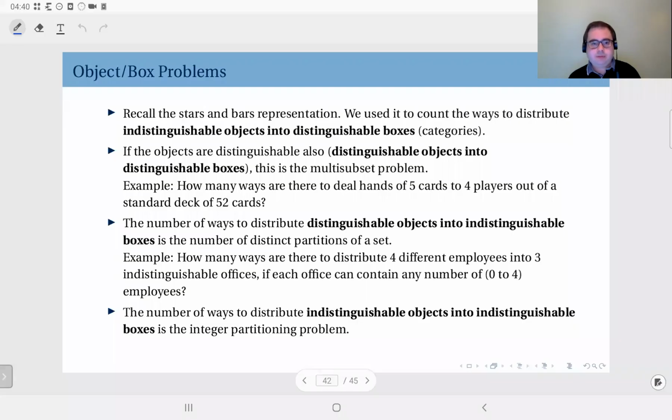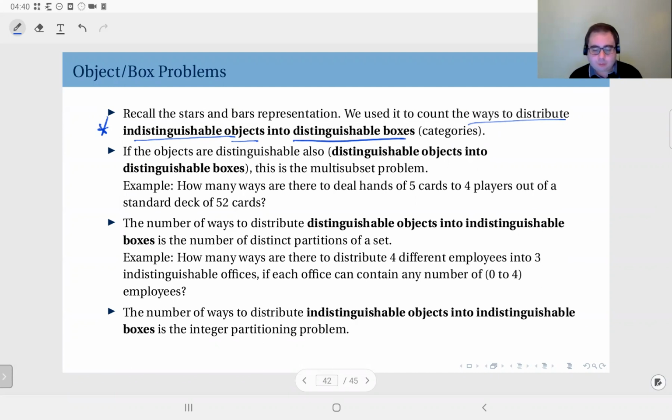As the final topic of this week, we are going to discuss the so-called object and box problems. This has to do with the stars and bars representation. Essentially, we used it to count the ways to distribute indistinguishable objects, the stars, into distinguishable boxes, right? The order of the boxes was important because, if you remember the example, it was dish one, dish two, etc. If you swap them around, the order is different.